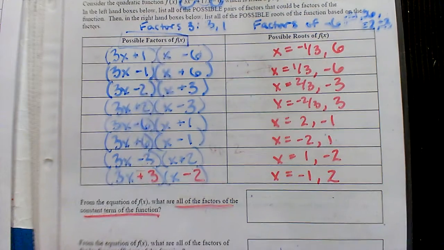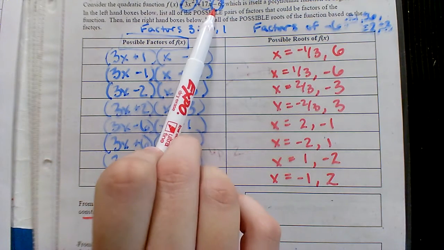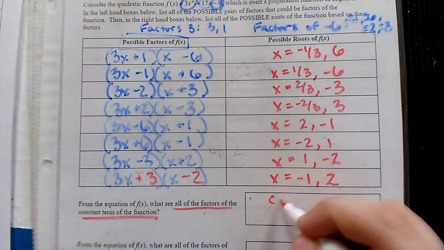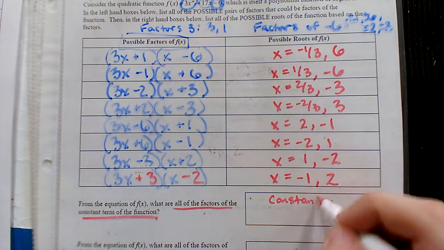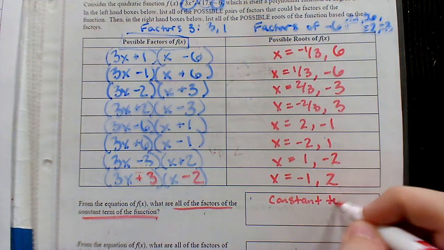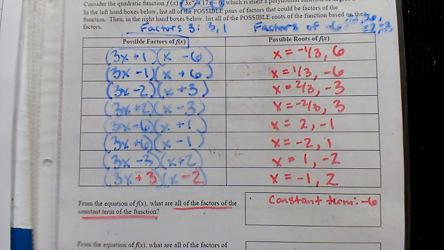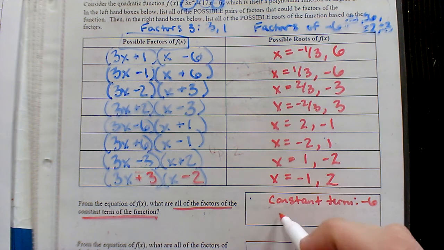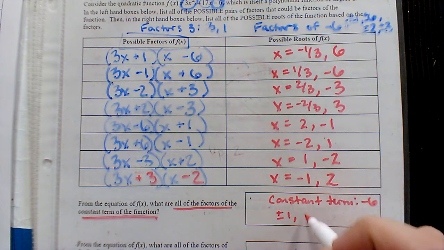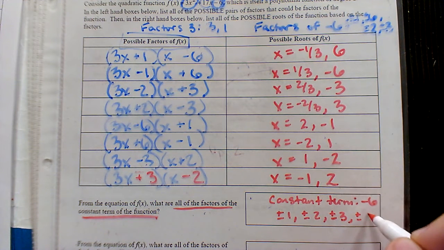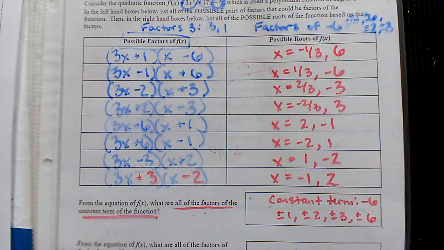We already listed that. Our constant term was that -6 at the top. Okay, constant meaning no variable. So we'll go ahead and label that the constant term was -6. And we said all the possible factors were a plus or minus 1, a plus or minus 2, a plus or minus 3, and a plus or minus 6.